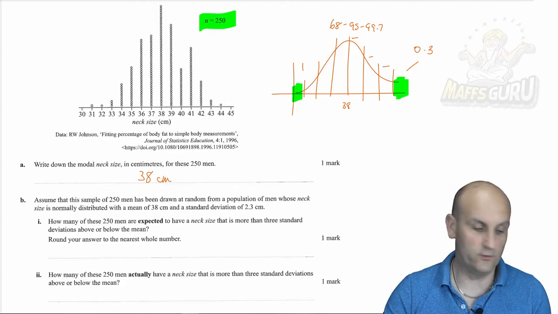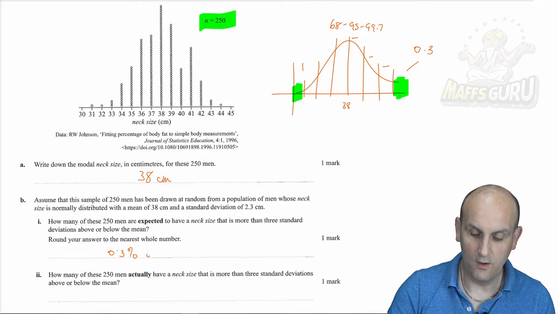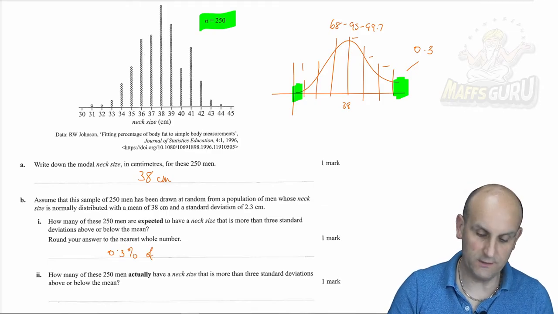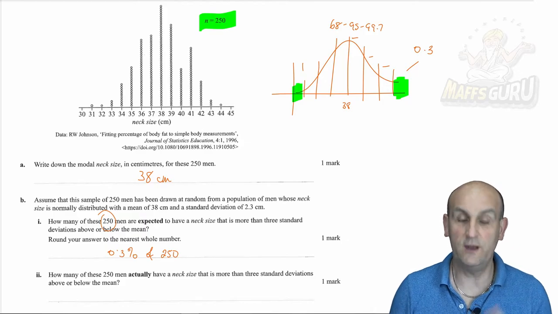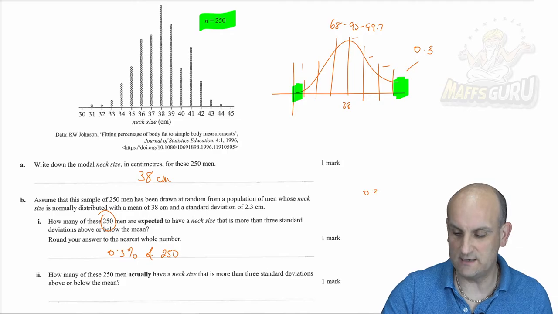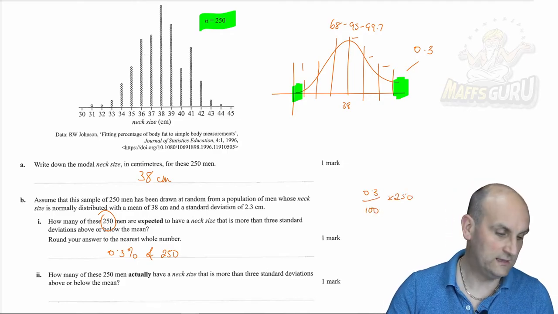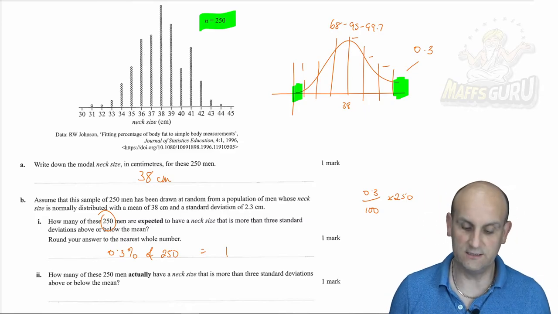So what I'm looking for is 0.3% of my whole population, which was 250. They told me the total number of men there. So when I do that on my calculator, 0.3 divided by 100, because that percent is out of 100, times it by 250, gave me the correct answer of 1. And by saying that, I'm hoping it's the correct answer.